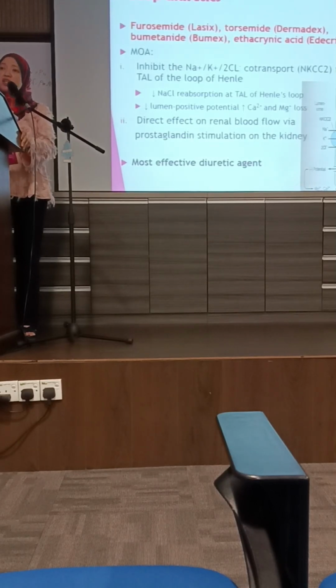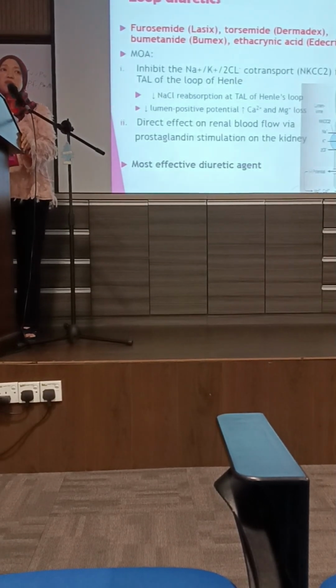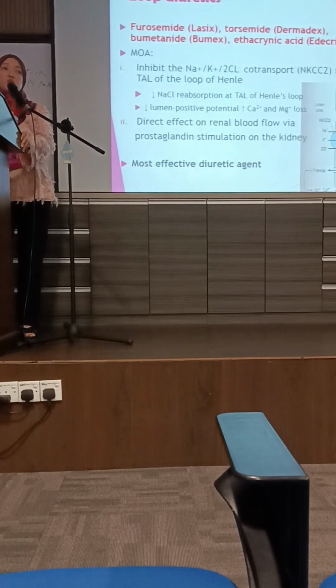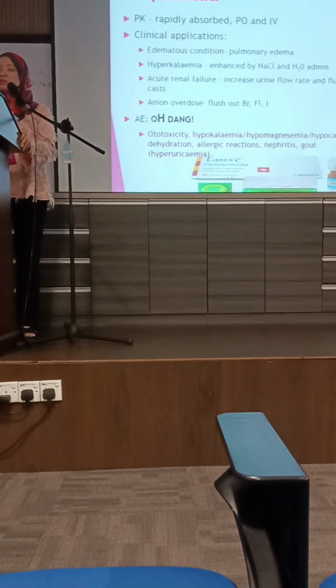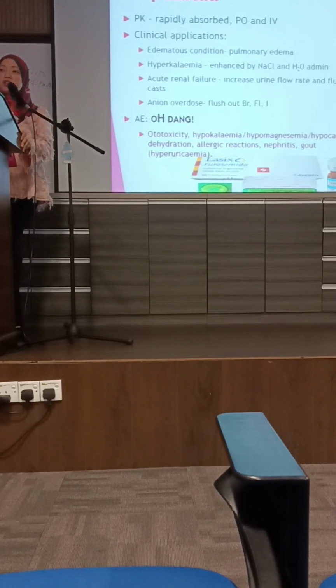Okay, so of all diuretics, loop diuretic is the most effective diuretic agent, because it does not cause any metabolic alkalosis or metabolic acidosis in your body. And it is also known as high ceiling diuretic. If people say high ceiling diuretic, it means loop diuretic, the most effective diuretic agent. Okay, pharmacokinetics: it is rapidly absorbed, it has good absorption. So basically the main practice is we give it per oral. We only give IV in the clinical setting for emergencies, but the usual practice is always per oral.